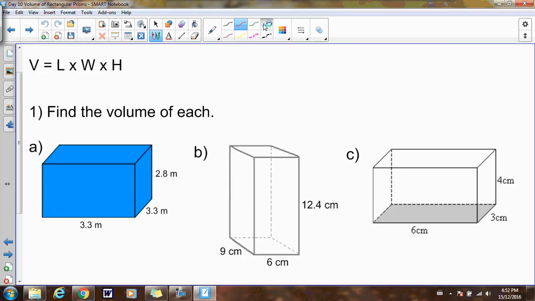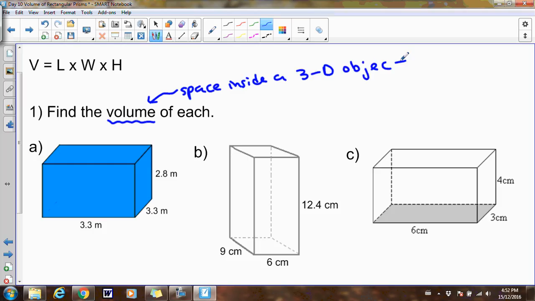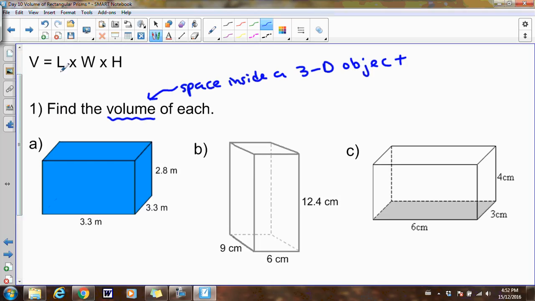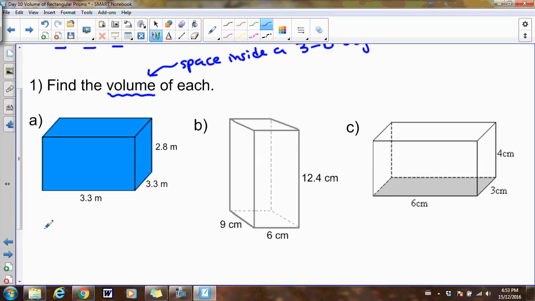So there's a very simple formula to calculate the volume of a rectangular prism. By the way, the word volume means the amount of space inside a three-dimensional object. In the case of a rectangular prism, we have this formula here, very simple: length, width, and height. Okay, so let's apply that to the first shape that we have here.